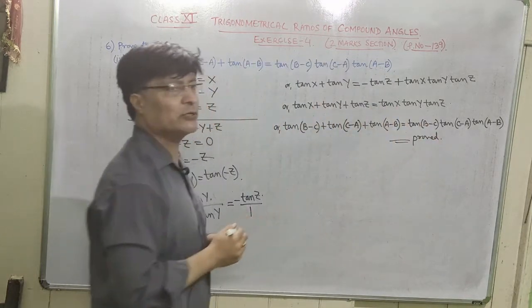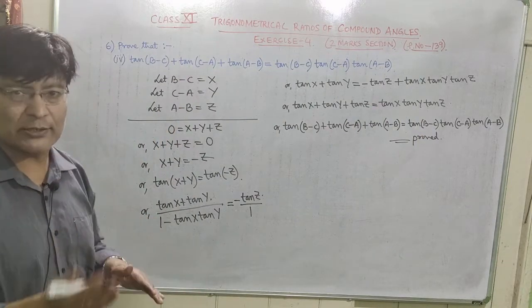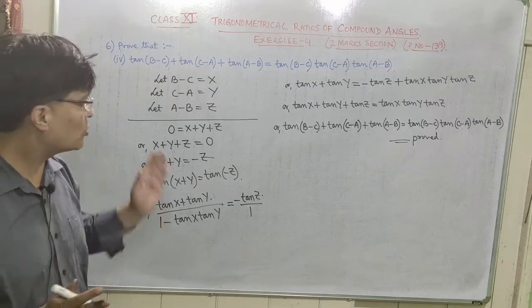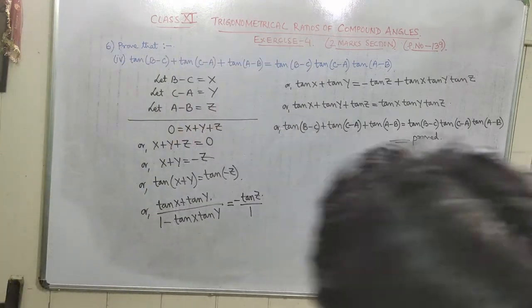Okay. So I think you have understood it. This is the method for doing this problem number 4, that is LHS is equal to RHS. So I think you have understood it. So you can copy it. Now we'll do the next question.